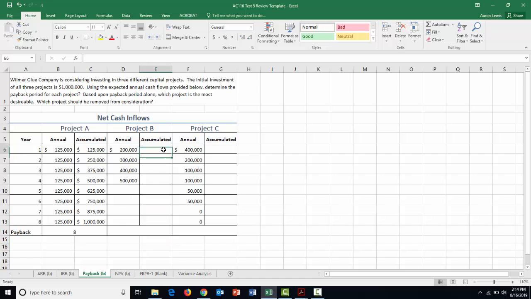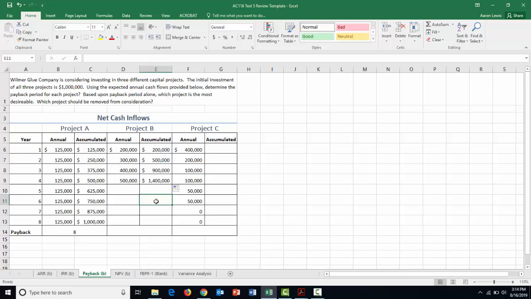For project B, again, our accumulated in year 1 is going to be equal to our annual cash flow from that year, and in year 2 it's going to be equal to our previous accumulated balance plus that year's cash flow. So they'll have $500,000 for year 2, and we can fill handle here. In year 3, they had $500,000 plus year 3 cash flows of $400,000, giving them a total of $900,000. And in year 4, they had $900,000 plus $500,000, $1,400,000.